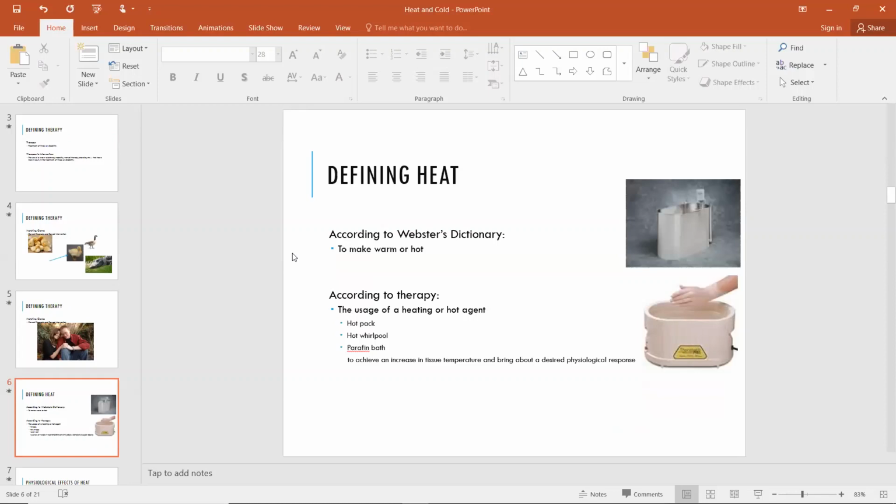So let's define heat. Really technical here. To make warm or hot. According to the definition, the use of heat or a hot agent could be something like a hot bath, hot whirlpool, or paraffin bath, something of that nature, just to increase the tissue temperature.